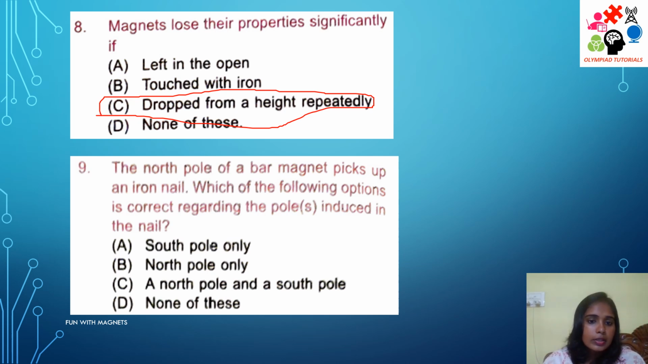Next question. The north pole of a bar magnet picks up an iron nail. Which of the following options is correct regarding the poles induced in the nail? So here your correct option will be option number C, a north pole and the south pole.